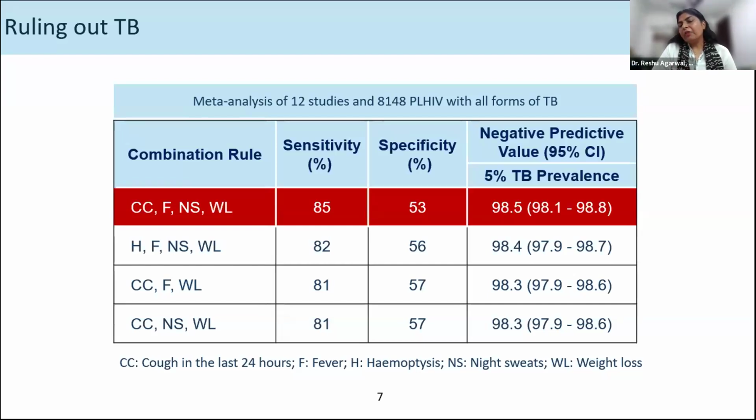almost 98.5%. So almost 98.5% of the PLHIV who do not have any of the 4 symptoms would be negative for TB, active TB or TB disease.